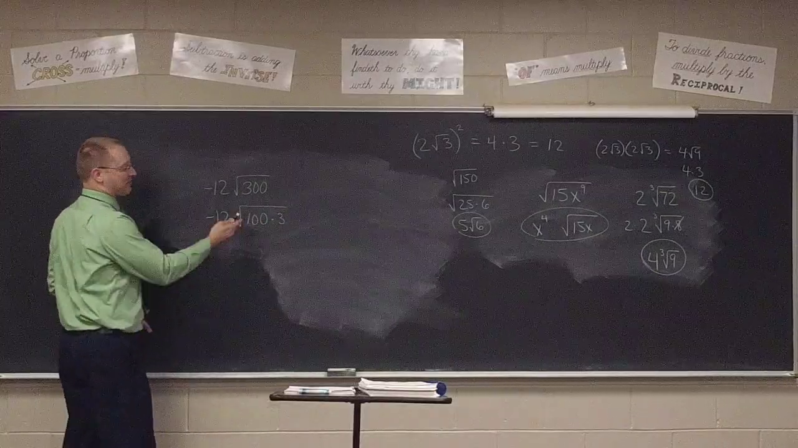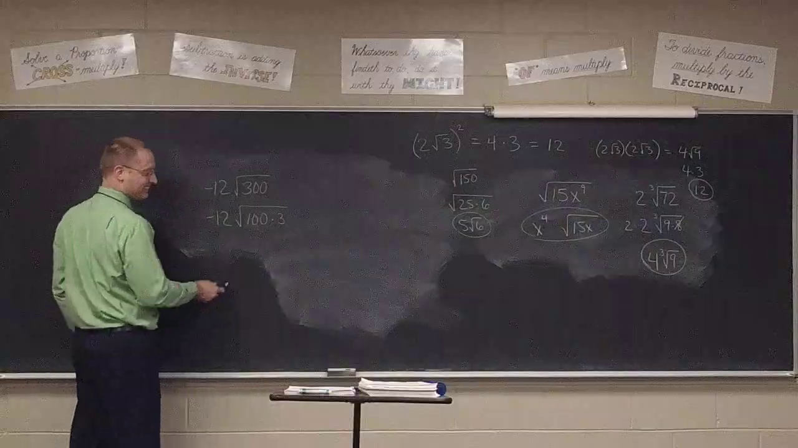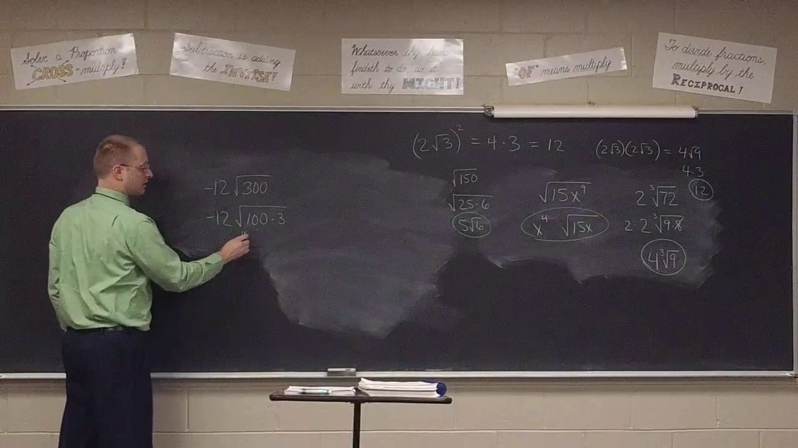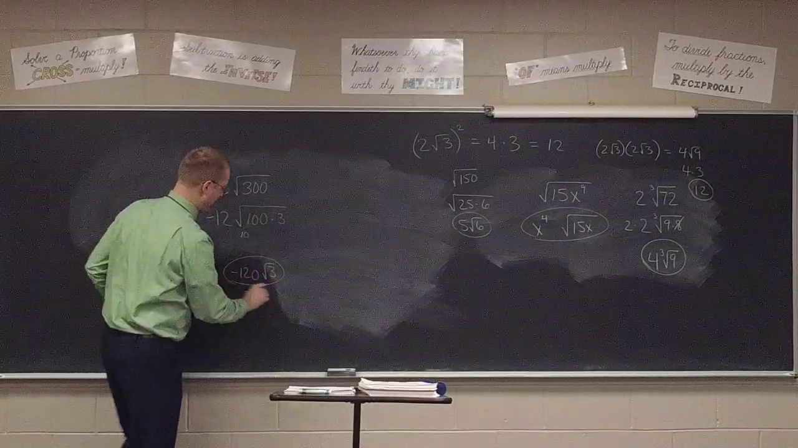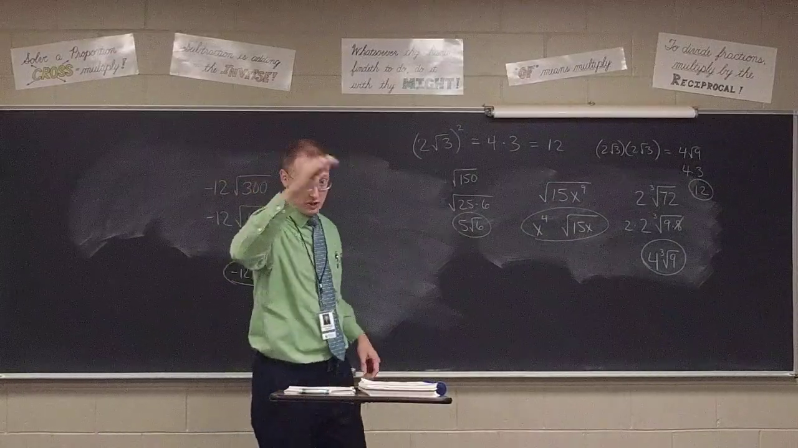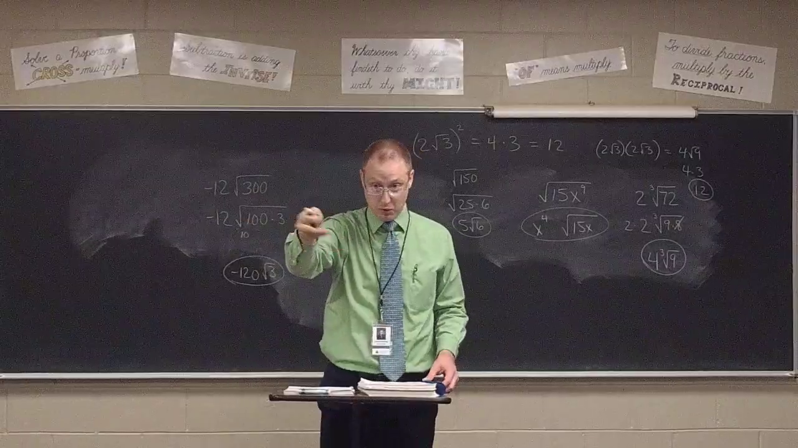So then, Brecken, take it from here. 10, -1 times the square root of 3. And there's our answer. How many wound up with that answer here on 17? Good, Maddie. Did you at least get the -12 square root of 300?